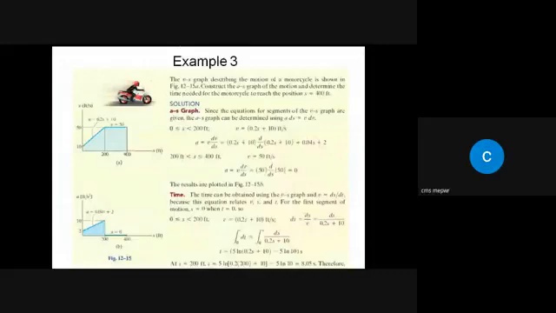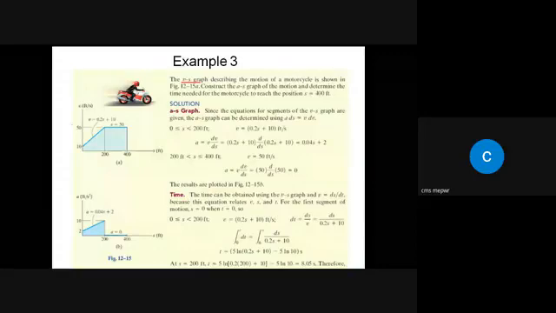This is from your book, that is R.C. Hibbeler book. So in this example, the VS graph describing the motion of a motorcycle is shown. VS. Where is S? Here we have S. Here we have V. Right? समझ आ रही है ना? Yes, sir.